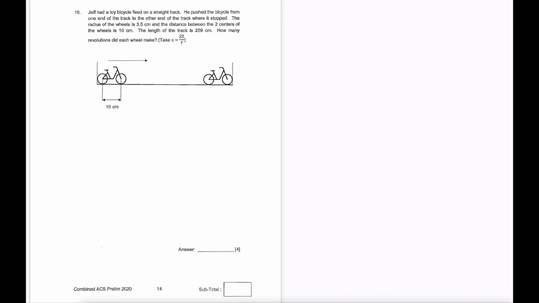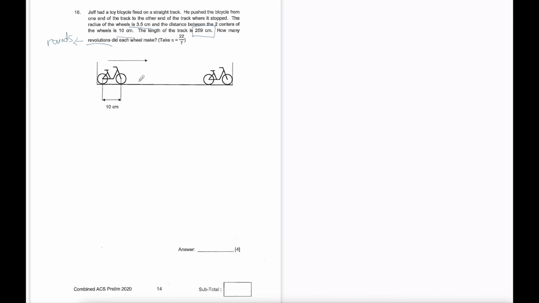Question 16. Jeff had a toy bicycle fixed on a straight track here, okay? And he pushed the bicycle from this end to the other end. The radius of the wheels is 3.5 cm. We'll underline this part. And the distance between the 2 centers of the wheels is 10 cm. Okay, this showed us here. So the length of the track is 259 cm. How many revolutions? Revolutions means rounds. Okay. Did each wheel make?